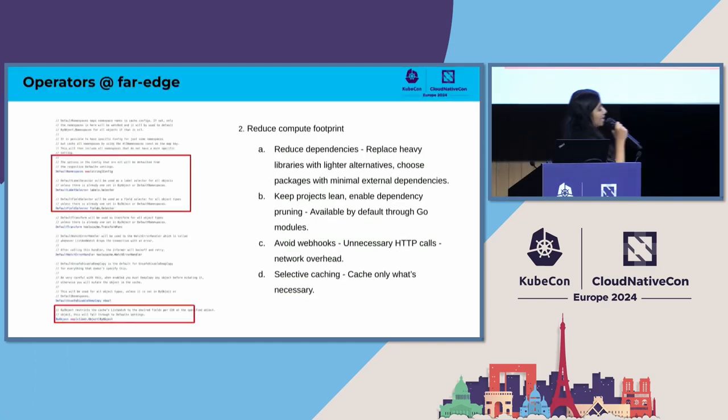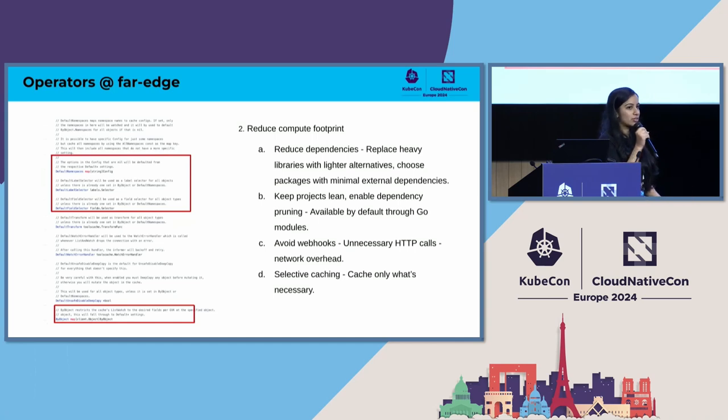The next important issue which edge devices face is the compute footprint. It needs to be as small as possible. And some of the ways to do that are reducing dependency. So it's better to use libraries or packages which have less external dependency to ensure that the whole application or the container is lightweight. The next one is keeping projects lean and enabling dependency pruning.